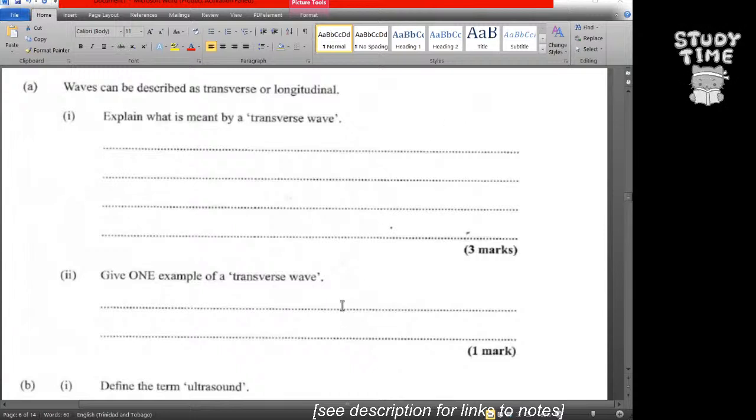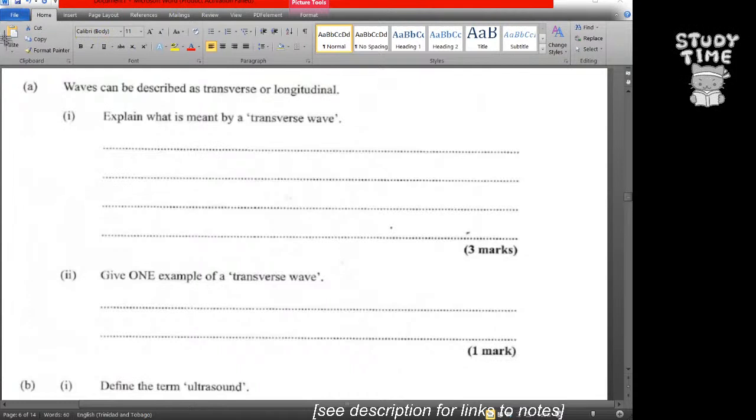And you could actually draw a little transverse wave in case your writing skills aren't too good. It might not give marks, but at least they'll know that you know. Give one example of a transverse wave. Well, this could be light. Remember that whole list: light, radio, gamma, microwave, etc.